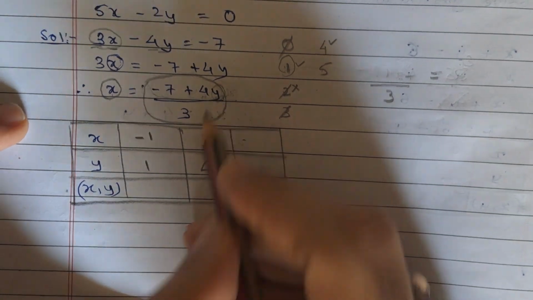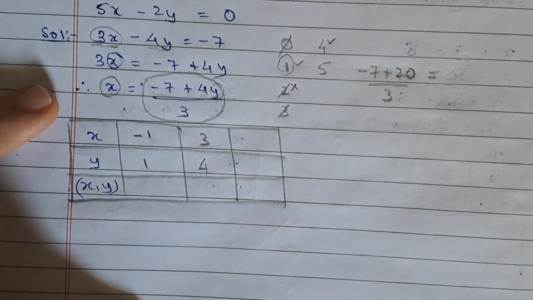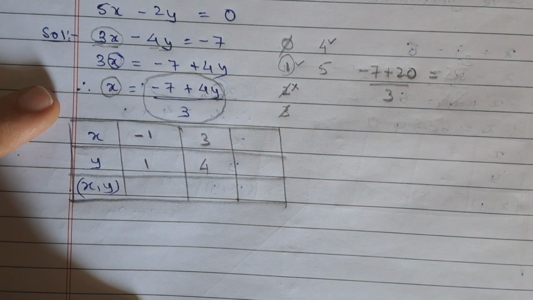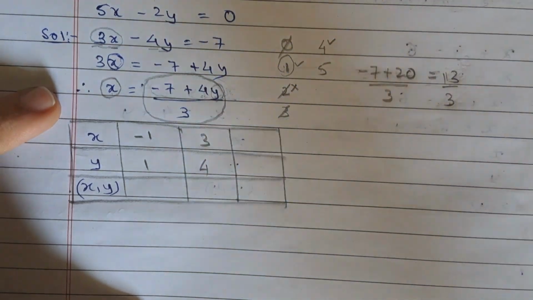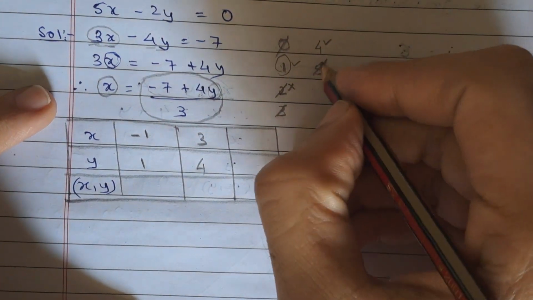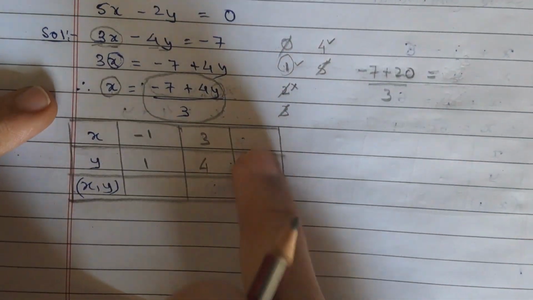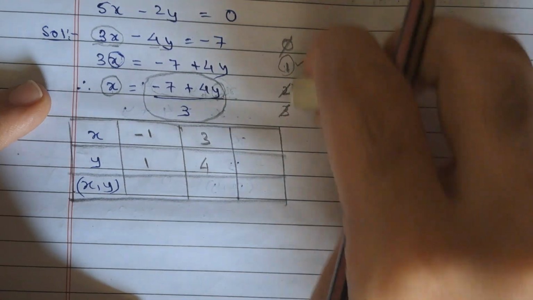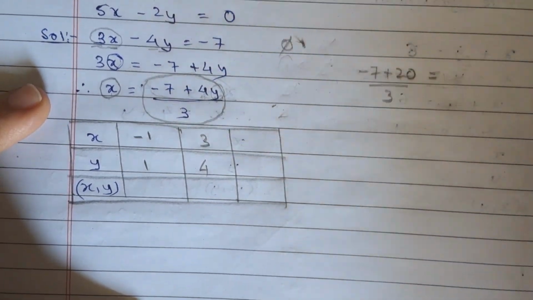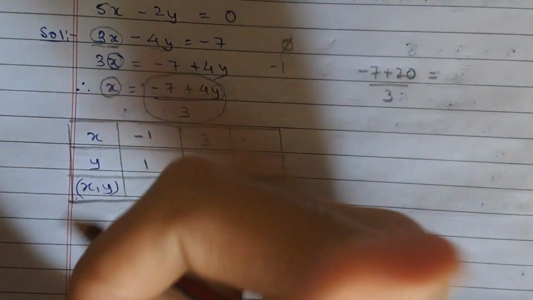If I put 5, what will this become? 5 4s are 20. So it will be -7 plus 20. That means 13, right? Can 13 be cancelled by 3? No. So using 5 is not a good option. I am left with one more pair to be identified, so now I will go for the negative route. I will try some negative numbers like -1, -2, -3 and so on. Let me try with -1.